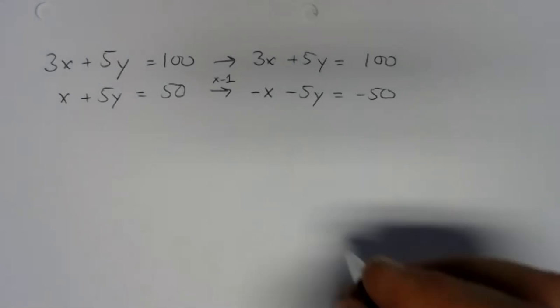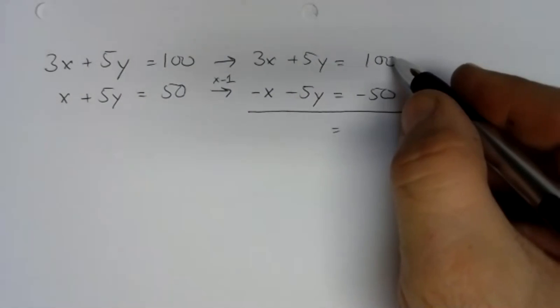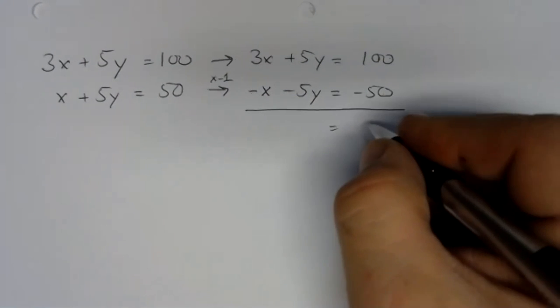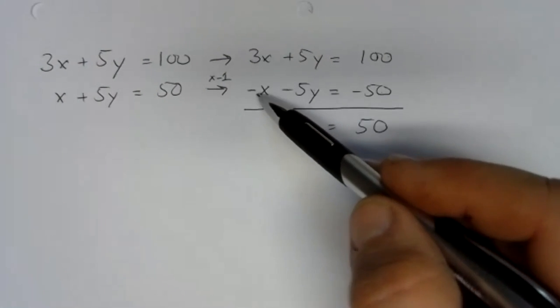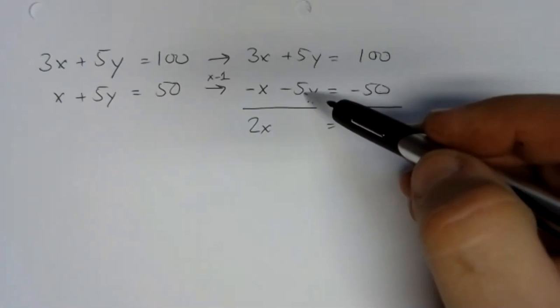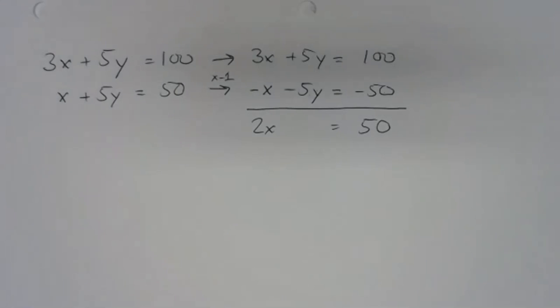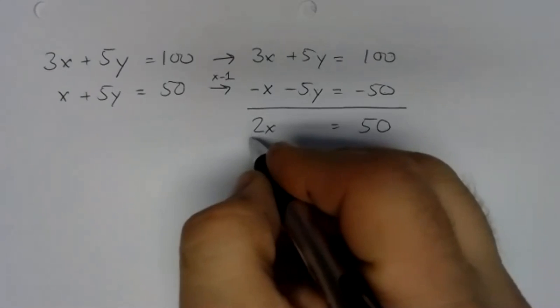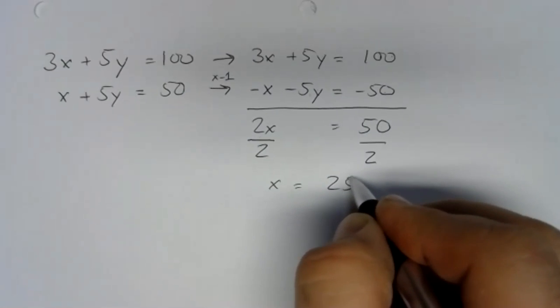So we can go on to step 3, which was to add the two equations together. If we add the two equations together, on the right side, we've got 100 minus 50. So that's just 50. On the left side, we've got 3x minus x. That's 2x. And 5y minus 5y, that's 0. So we've eliminated y successfully. And we're left with one equation and one unknown. 2x equals 50, and that we can pretty easily solve. Divide both sides by 2, and x equals 25.